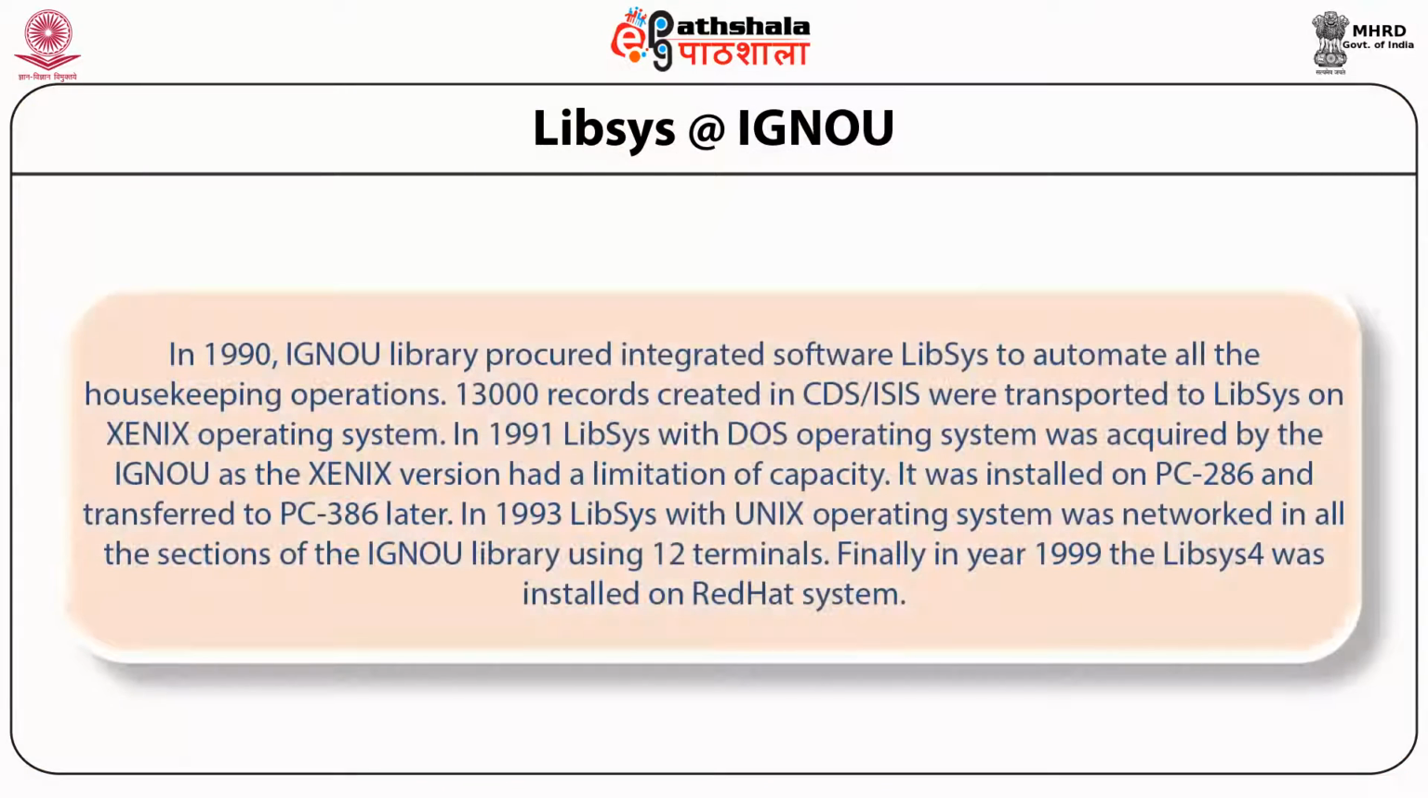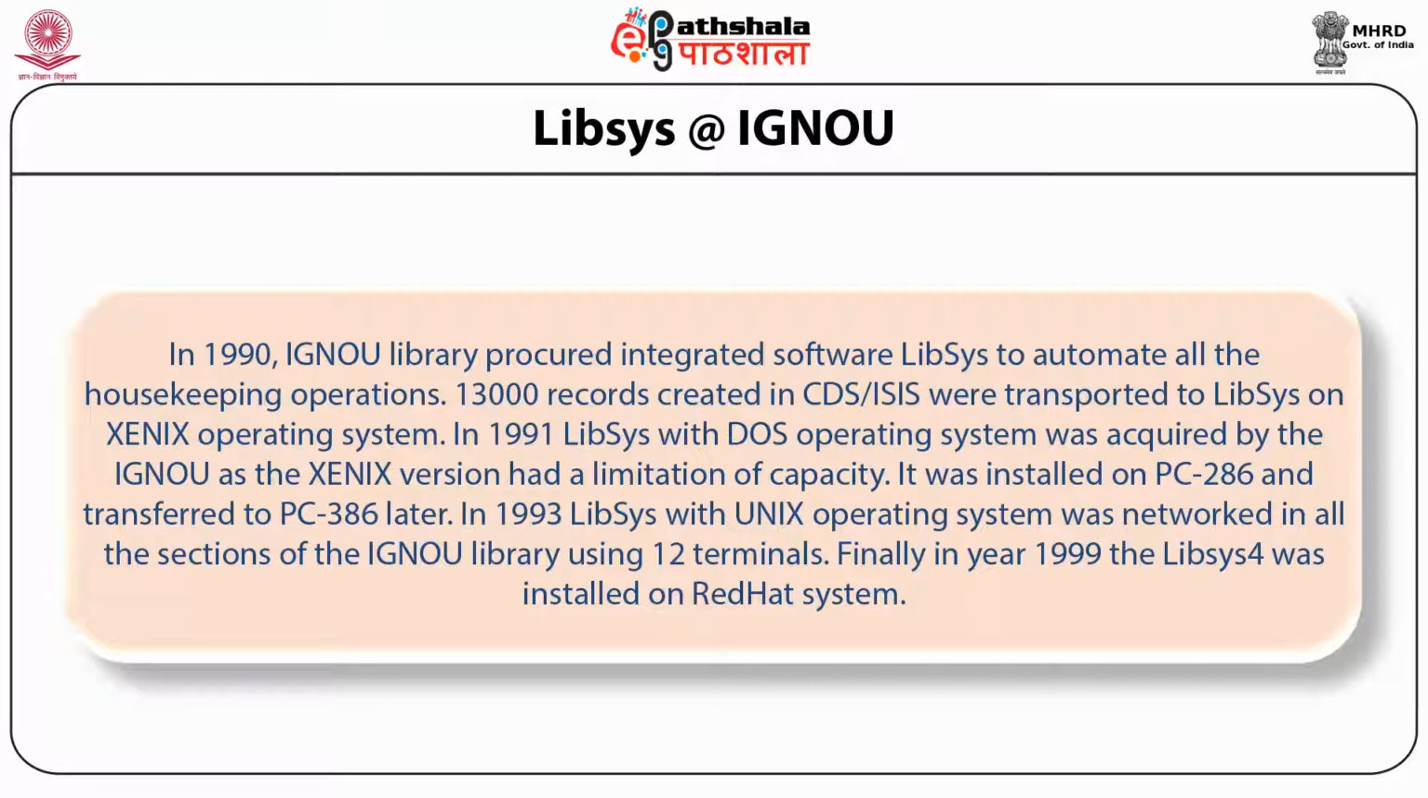IGNOU library procured an integrated software, Libsys, to automate all the housekeeping operations in 1990. At the time of installation in the year 1990, there were 13,000 records which were transported to Libsys on the Xenix operating system from CDS/ISIS. In 1991, Libsys with DOS operating system was acquired by IGNOU as a Xenix version which had a limitation of capacity. It was installed on PC 286 and was transferred to PC 386 later.